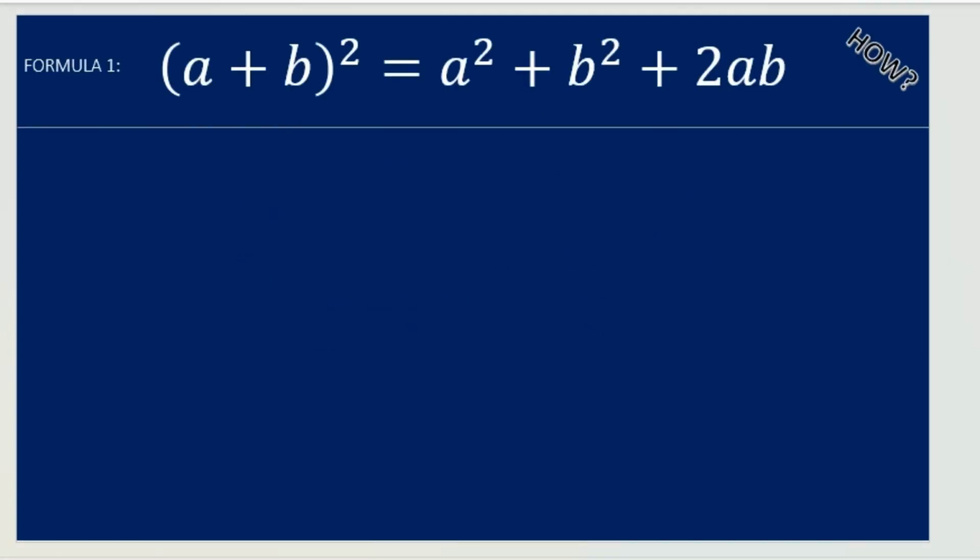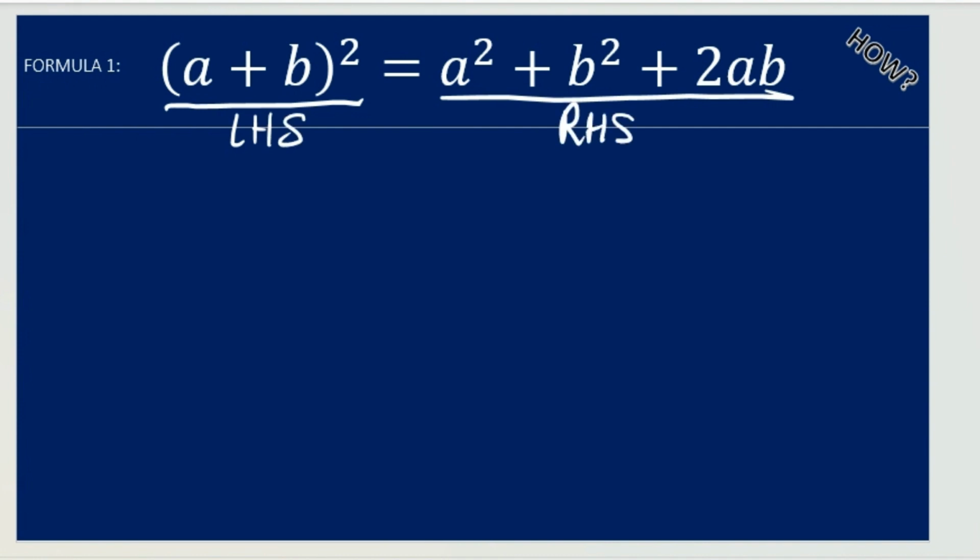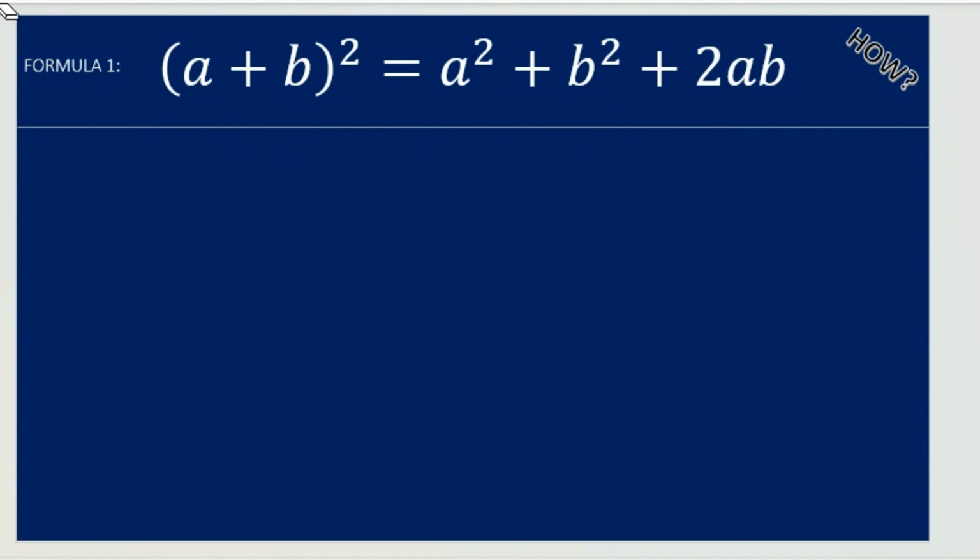The first formula is (a + b) whole squared equals a squared plus b squared plus 2ab. So in this video, we're going to see how the left hand side is going to equal the right hand side. So this is the left hand side, and this is the right hand side, and they need to be equal. So we're going to figure out what to do to the left hand side to make it equal to the right hand side. So let's get started.